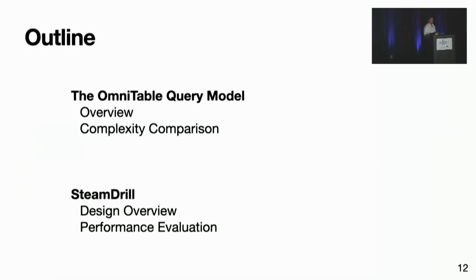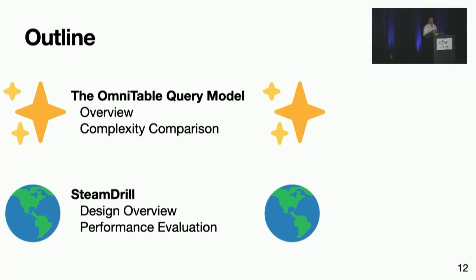So in the rest of the talk, I'm first going to describe the OmniTable query model, what it looks like, and hopefully give you a sense for some of the complexity comparison and the wins that we're seeing. At different points during this first half of the talk, you might be thinking, well, is any of this actually feasible? And what I want you to do is suspend disbelief. Assume that it's all possible. And then in the second half of the talk, I'll bring this back down to earth and explain how we're able to actually achieve and realize this vision when I describe SteamDrill, before finally talking about how it performs.